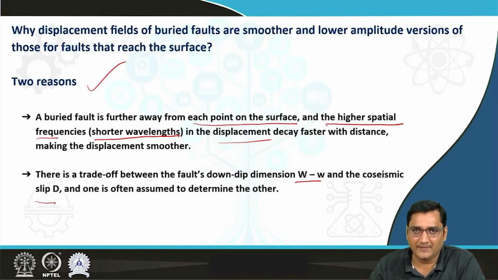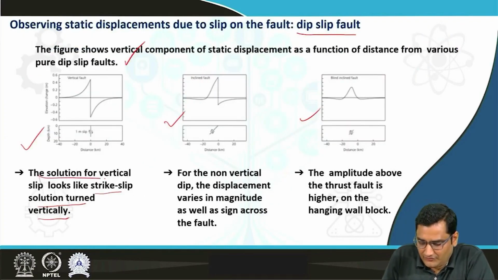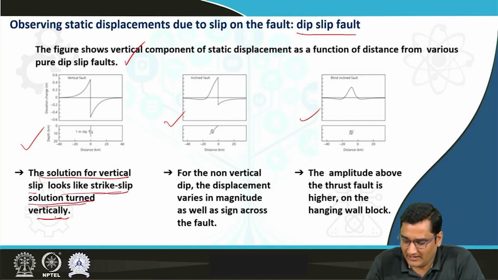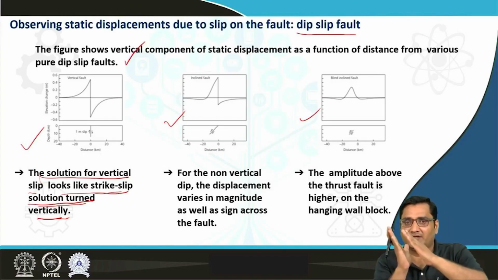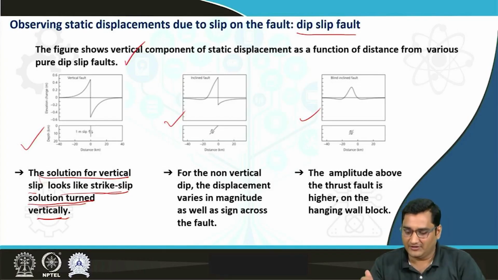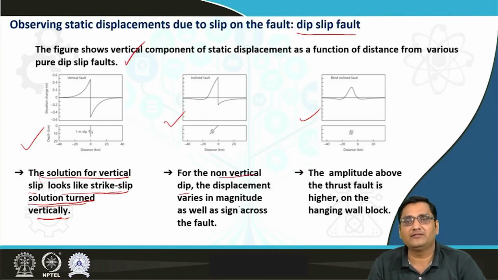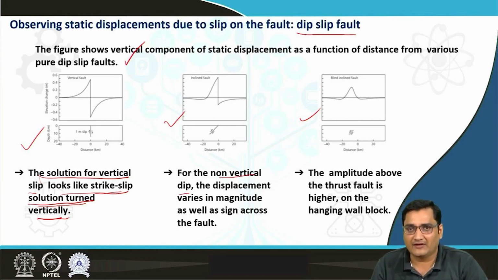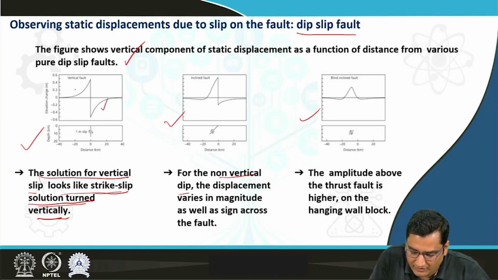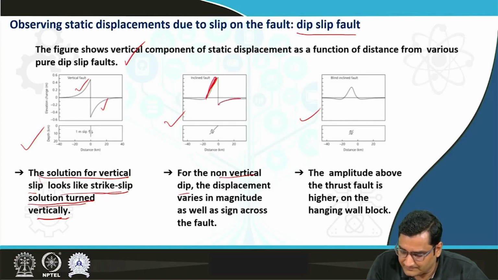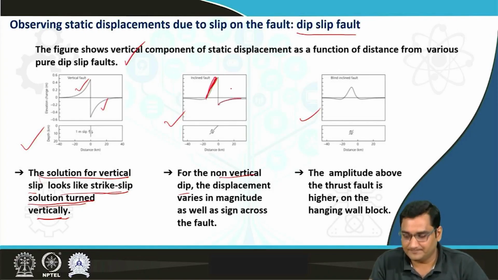That is what they are saying. So the solution for the vertical slip looks like a strike slip solution turned vertically. Likewise, if the dip is not vertical, it is something like this maybe. In that case, for non-vertical dip, the displacement varies in magnitude as well as sign across the fault. You can see here the magnitudes were almost the same, but in this case it is higher than this one, and their sign is also different.